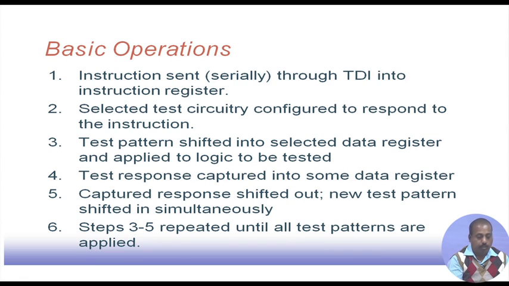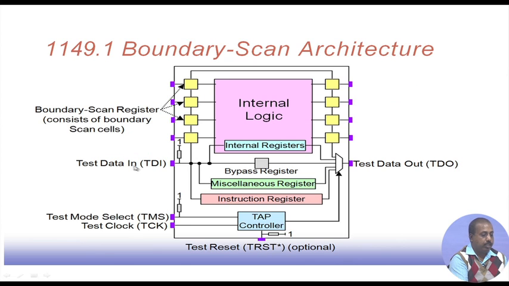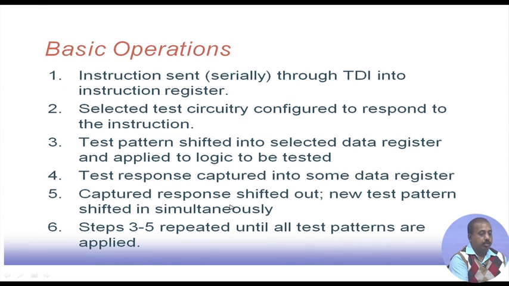Now, how does this whole thing operate? First, the instruction is sent serially through the TDI, the test data input line, to the instruction register, and the selected test circuitry is configured to respond to the instruction. So this instruction comes from TDI and reaches the instruction register. Once it is there, it will configure the rest of the components to respond to the instruction. The selected test circuitry is configured to respond, and the test pattern is shifted into the selected data register and applied to the logic to be tested.